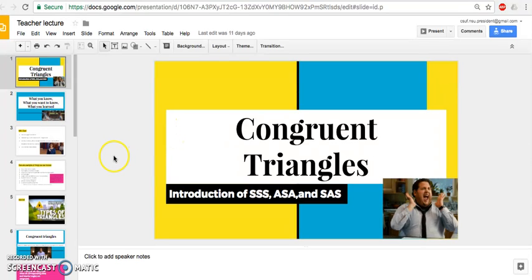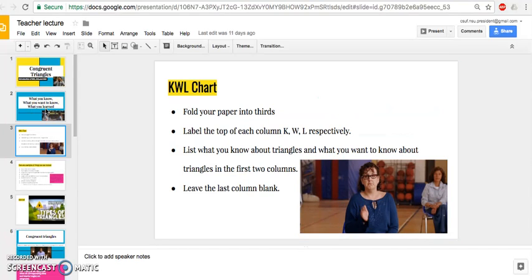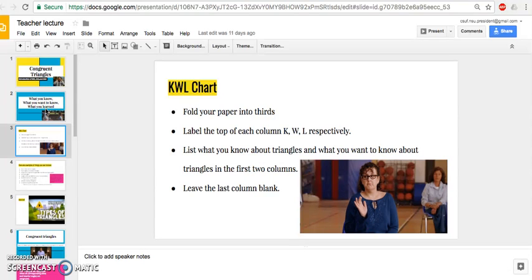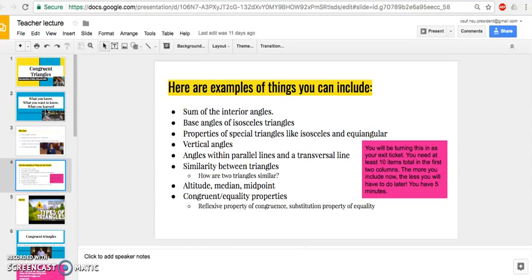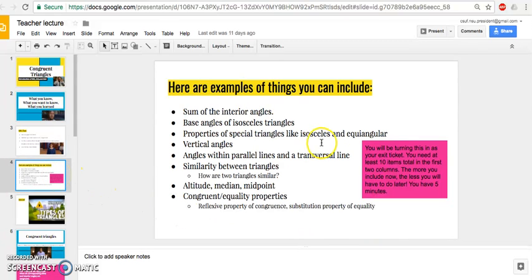So we have congruent triangles: what you know, what you want to know, and what you've learned. That's the KWL chart, and I've described it in these 2 different slides on how I want it to be done. The third column, which is what they have learned, is done at the end of the unit. That's how I want it to go. They need to have at least 10 items in total for the first 2 columns. And these are some of the examples that I provided.